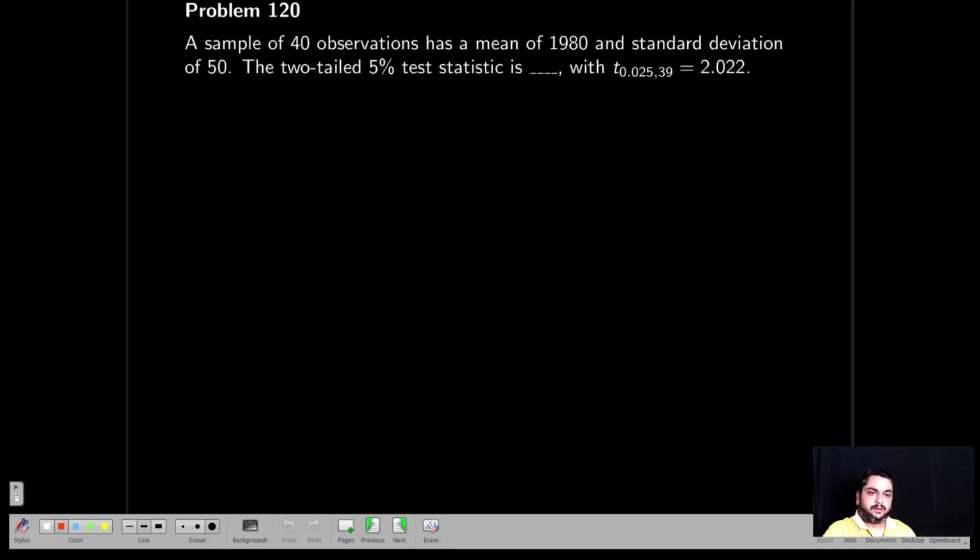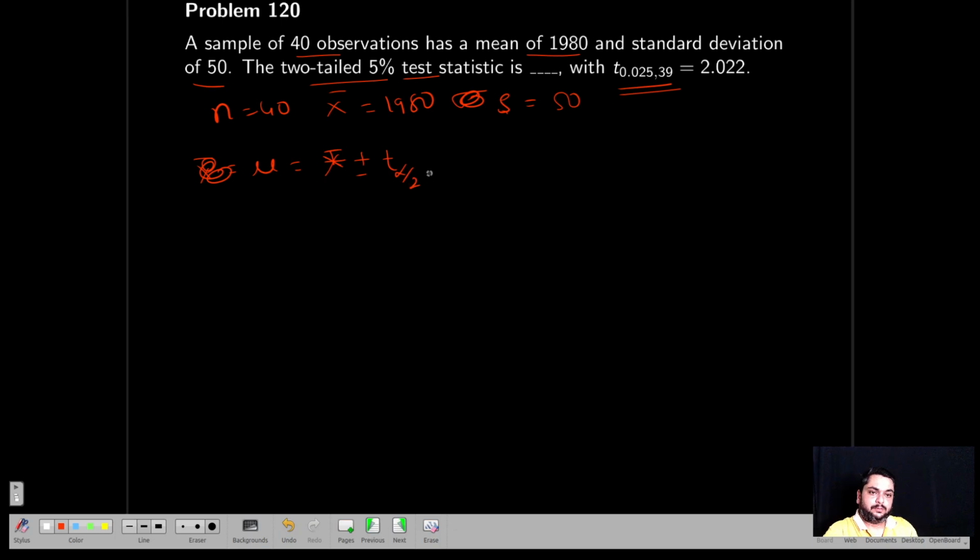Next, a sample of 40 observations has a mean of 1980 and standard deviation S is equal to 50. So they are mentioning here sample standard deviation, sample mean and observations. That means there is no population standard deviation or variance given. So I have to apply the t-test, a two-tailed 5% test. So how will you do it? What is the mean value they are asking? Apply the t-test: mu is equal to x bar plus or minus t alpha by 2 comma n minus 1 times s by square root n.